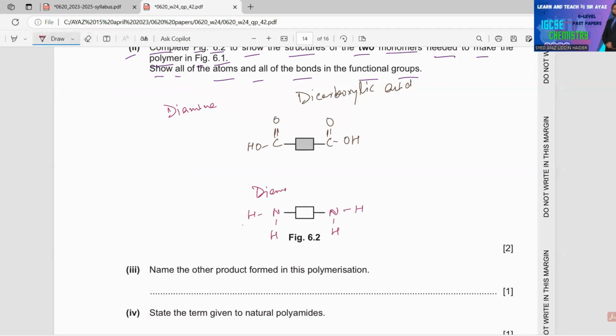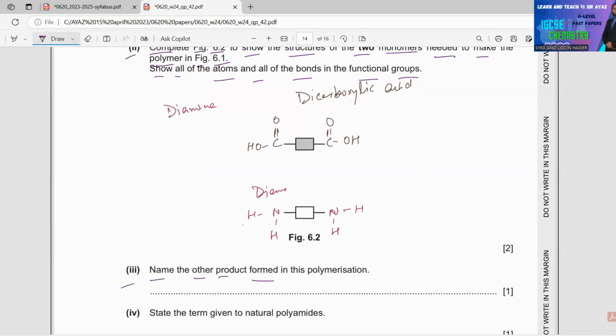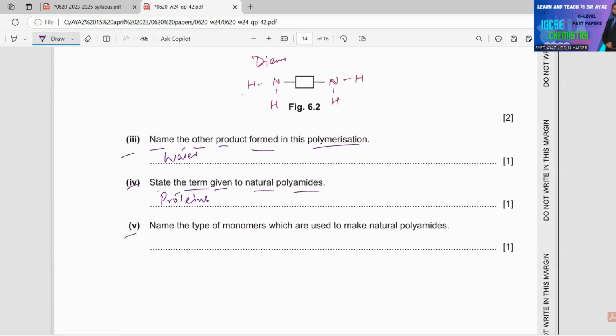Next part. Part 3. Name the other product formed in this polymerization. So if you look at the polymers, it must be water producing this. Number 4, state the term given to natural polyamides. It's proteins, known as proteins. We have natural polyamide, which contains amide linkage. Number 5, name the type of monomers which are used to make natural polyamides. Must be amino acids.